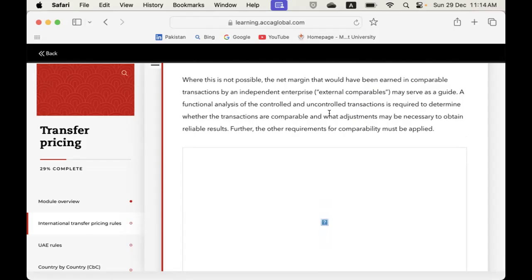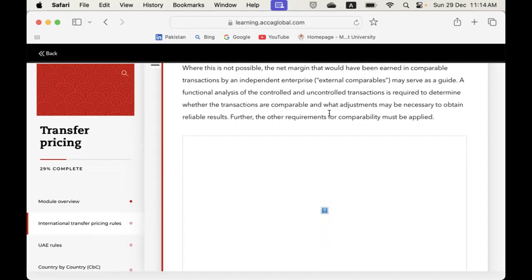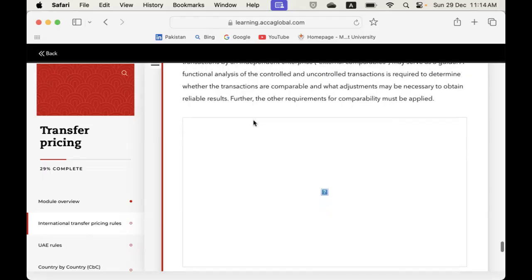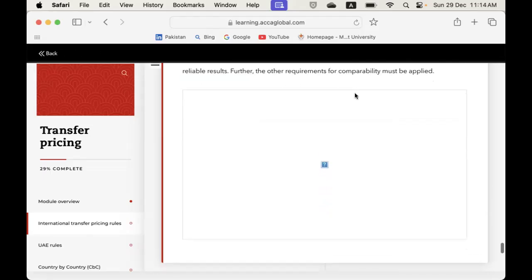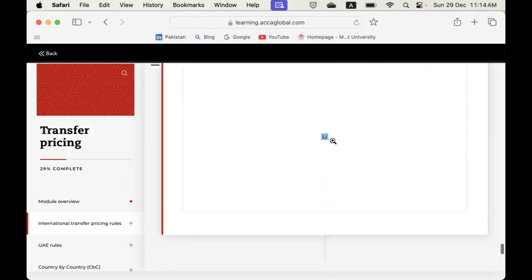So when we do these comparability analysis, we have to look at least these three. Some include substance as well, but at least these three are very, very important. Functions we have to analyze, that's called a functional analysis. Then we have to look at the asset base of the enterprise, and then we have to look at what type of risks that enterprise is assuming. That's FAR analysis. Further, other requirements for comparability must be applied.